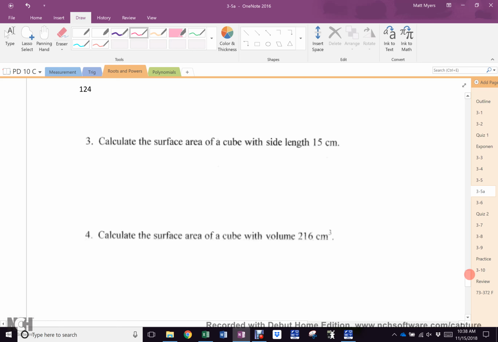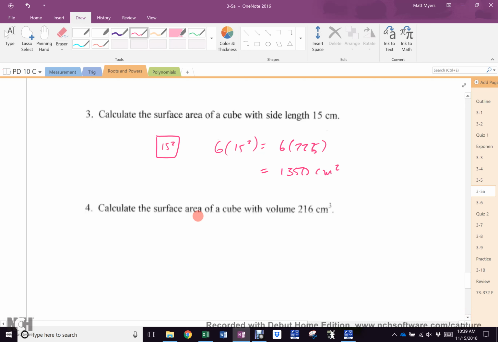All right, you ready? Excellent. If the surface area of a cube has a side length of 15, then one face is 15 squared, yes? How many faces are there? So 6 by 15 squared. 6 by 225, which is 1350. Yay.